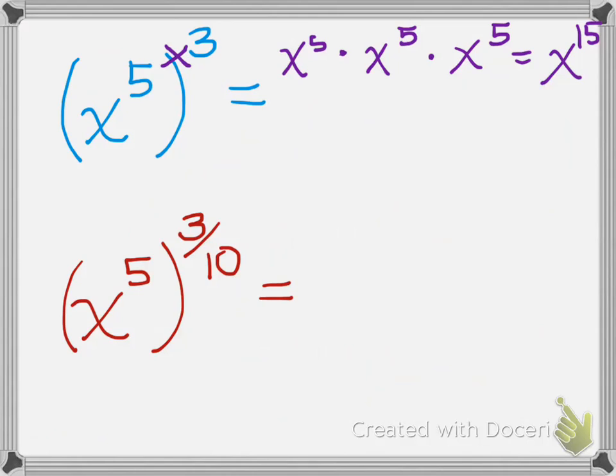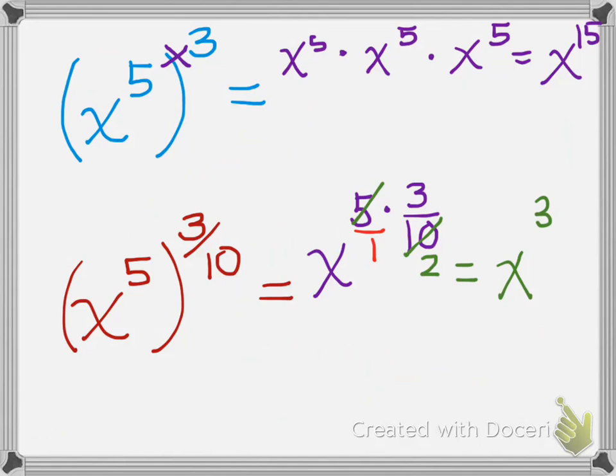I have x to the 5th, but now raised to the 3/10 power. So let's write this out. I'm going to go 5 times 3/10. Well, let's put this 5 over 1 and see what we can do. Anytime I have fractions, I should always look to see if I can do any cross-canceling. This 5 turns that 10 into a 2, so I end up with x to the 3/2. My fraction is reduced. I'm good to go.